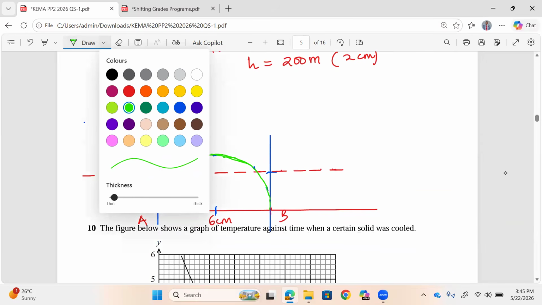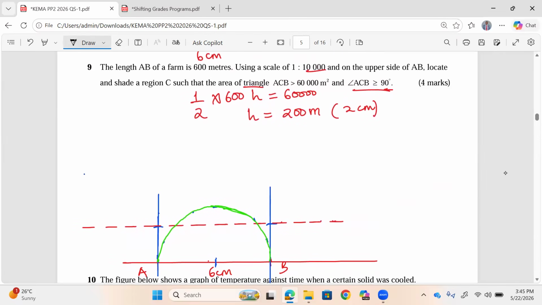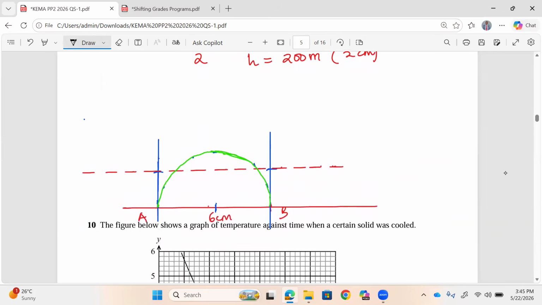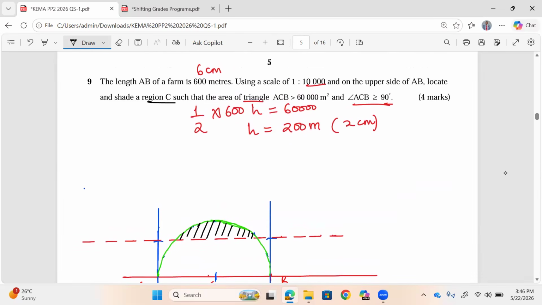Therefore, now the region C: locate region C and also shade it. And we were told on the upper side of AB, so that is what we've done. So this is the region that meets the two conditions: area of ABC to be greater than 60,000 and the angle to be equal to 90, or less than 90, or greater than 90.